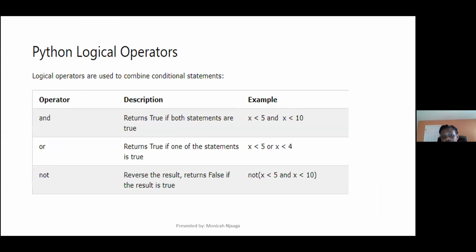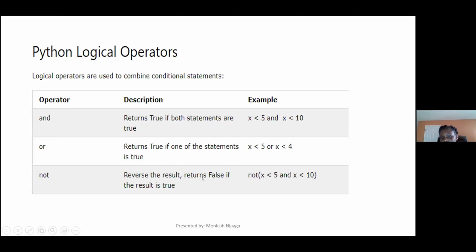The and returns true if both statements are true. So if you declared your value of X as 5, and you're trying to see, is it less than 5 and less than 10, if the statements that you're trying to compare are both true, then you get a true. The or returns true if one of the statements is true. And if you're trying to get the reverse of it, you would use the not.